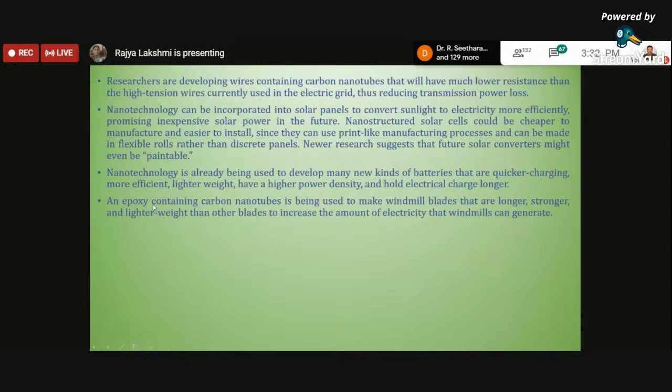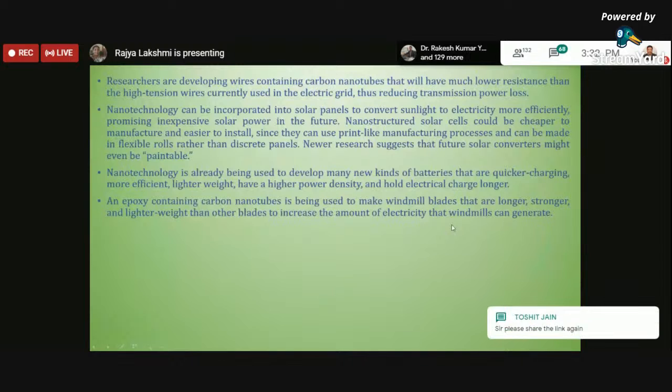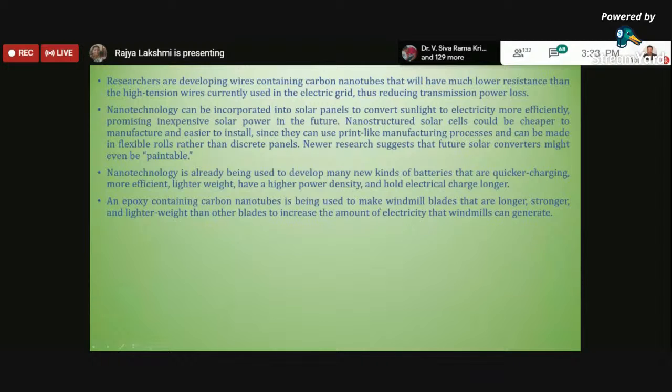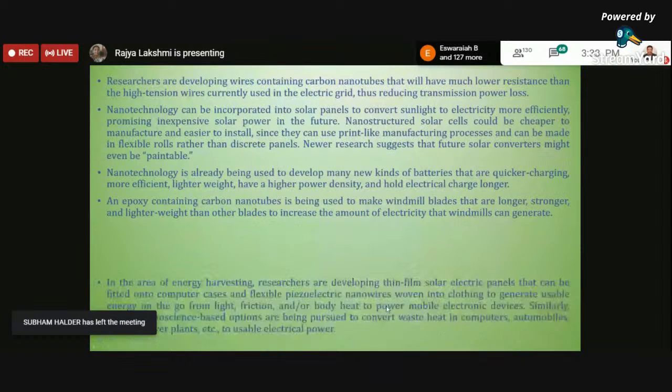Then epoxy containing carbon nanotubes is being used to make windmill blades, which are longer, stronger, and lighter weight than other blades, and also to increase the amount of electricity that windmills can generate. Of course, in all the applications, physical shape and size is also important. In addition to that, what material we are using to fabricate the particular part is very, very important. How this nanotechnology is helping to improve the functioning of the particular part, that is what we are trying to check.